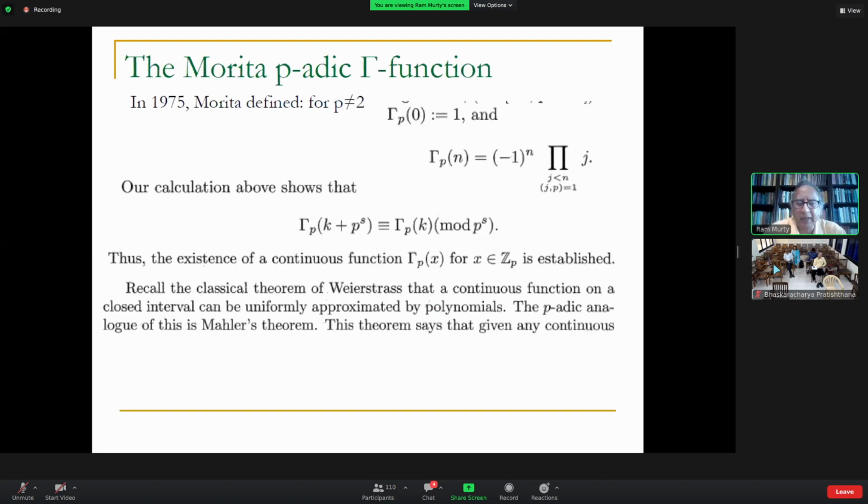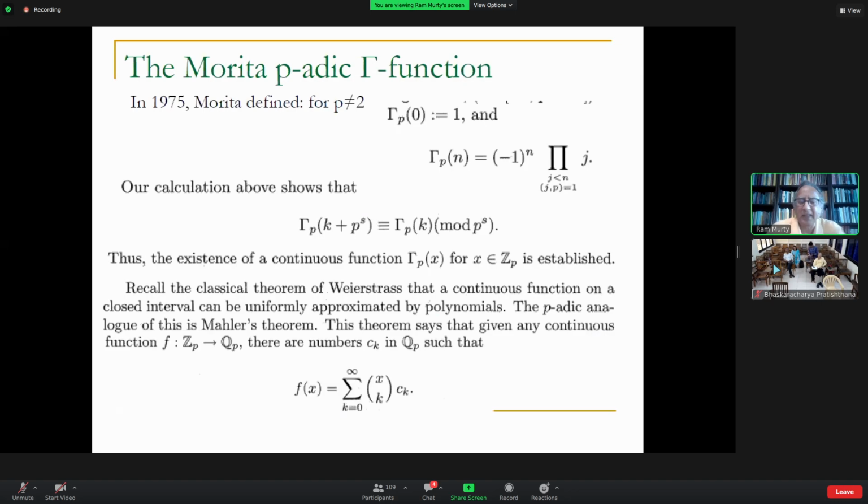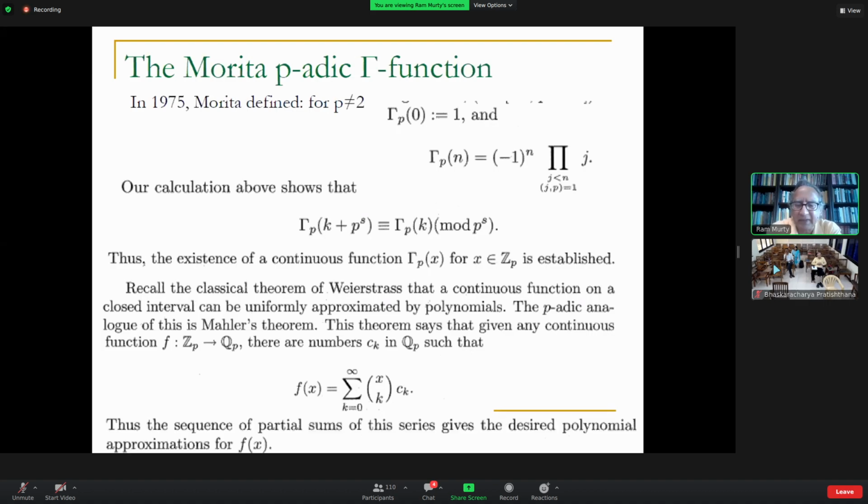Before I do that, let me just say the classical theorem of Weierstrass, that a continuous function on a closed interval can be uniformly approximated by polynomials. The p-adic analog of this is Mahler's theorem. Mahler's theorem says that if you give me any continuous function on Z_p, there are numbers c sub k such that f of x can be expanded as this kind of binomial series. It's like a power series expansion. And the partial sums of this series are the desired polynomials. So it's not quite as clean and neat as in the case of the Taylor series expansion, but it's pretty close.